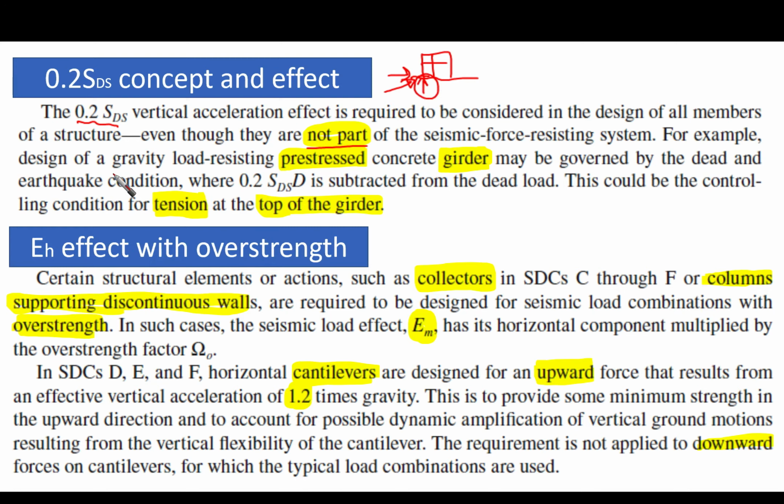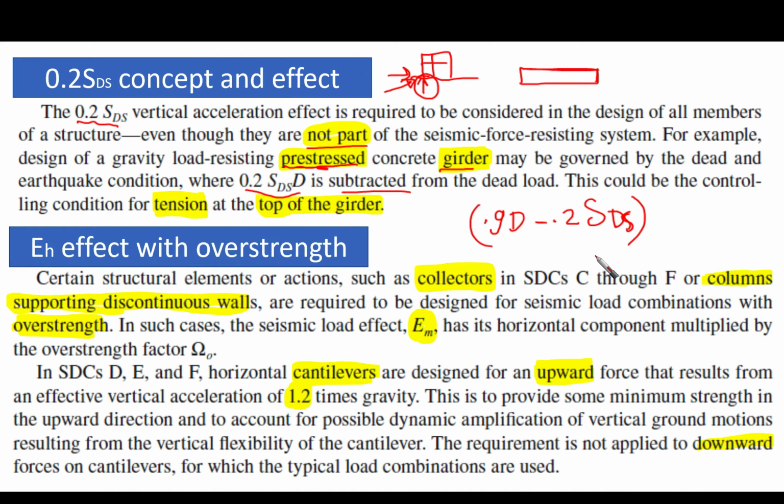Okay, for example, design of gravity load resisting system for pre-stressed concrete girder may be governed by the dead and earthquake condition. So if we have a girder and this girder is pre-stressed, take care, it is not monolithic, it is pre-stressed concrete girder. It would be governed by the dead and the earthquake condition, where 0.2 SDS is subtracted from the dead load, because we have like 0.9 dead load minus 0.2 SDS. This is in load combination number 7, as we have seen before.